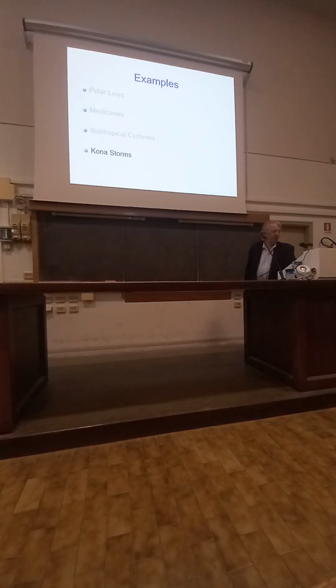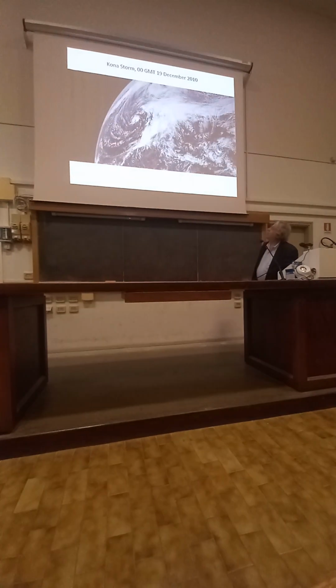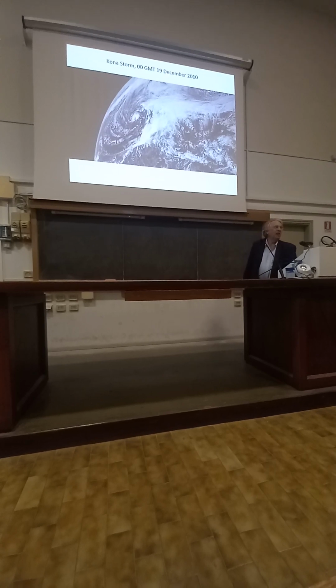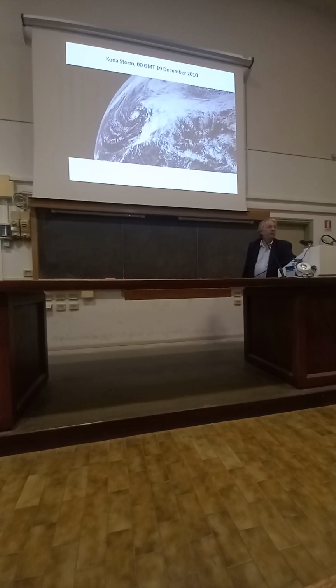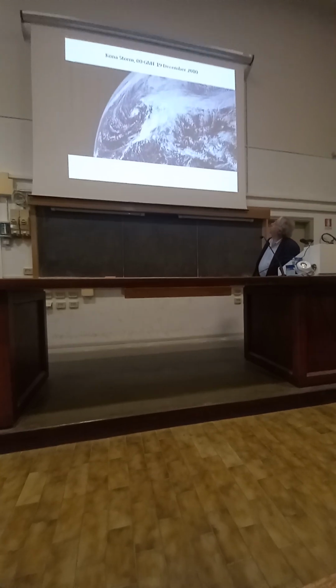And finally, the Kona storm. Here's a picture of one. You see that little cyclone off to the left there? That's about 500 kilometers west of the islands of Hawaii. Okay, and they occasionally rise. Middle of winter.